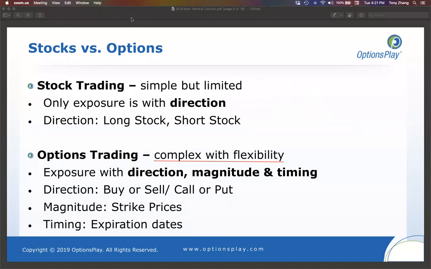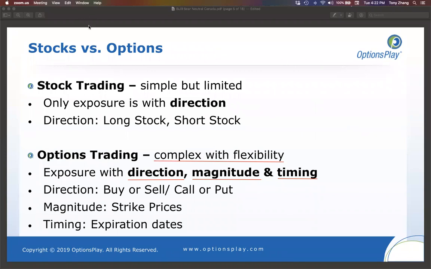So whenever you're trading options, you have three different types of exposure. You still have exposure to direction. You have exposure to magnitude, meaning whether a stock is going to go 1% higher, 3% higher, 10% higher. You can get different levels of exposure on magnitude. And lastly, you have exposure to timing, something you don't get when you're trading stocks, because with a stock, you can hang on to that trade for as long as you want or as short as you want. With options, you have an expiration date, and every outlook that you have has to happen within that expiration date.